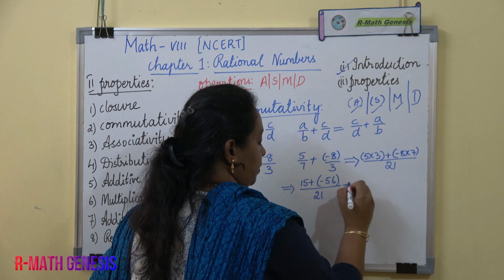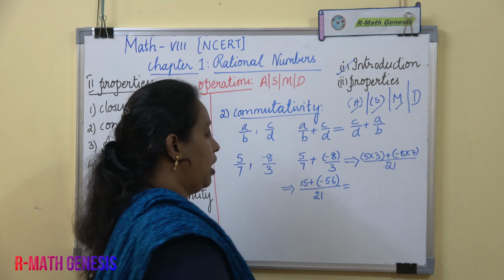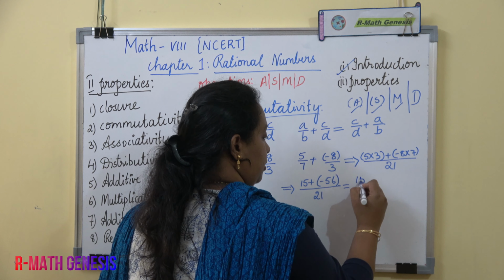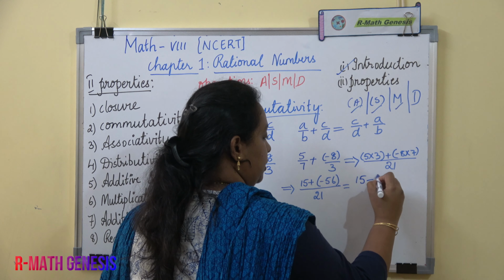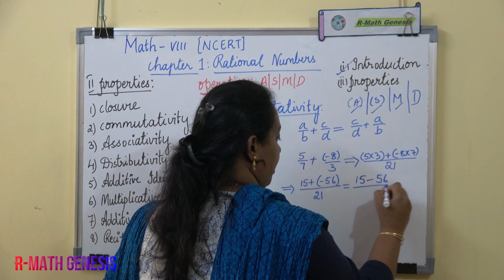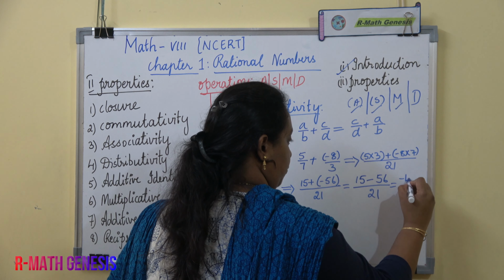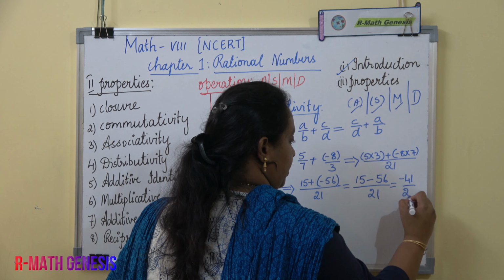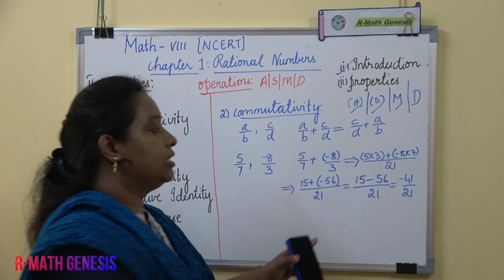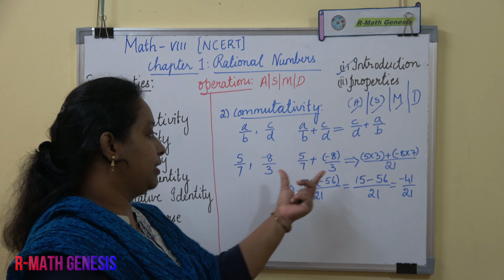Now here a plus sign and a minus sign are there. We have learned in integers that plus into minus is minus, so I have to do the operation of subtraction. So it is 15 minus 56 by 21, which implies we get minus 41 by 21. This is the answer we got when we added this way.